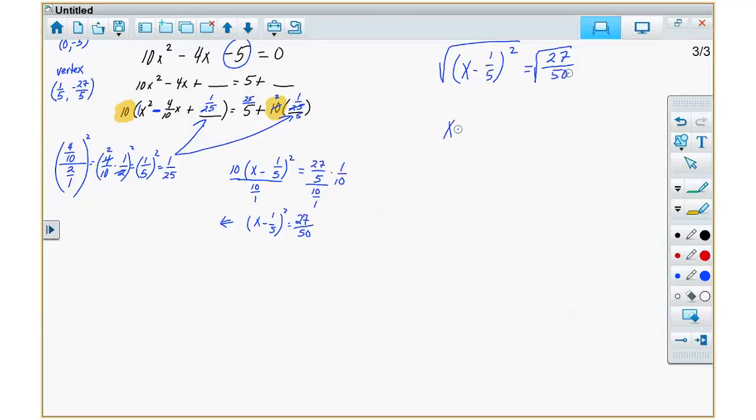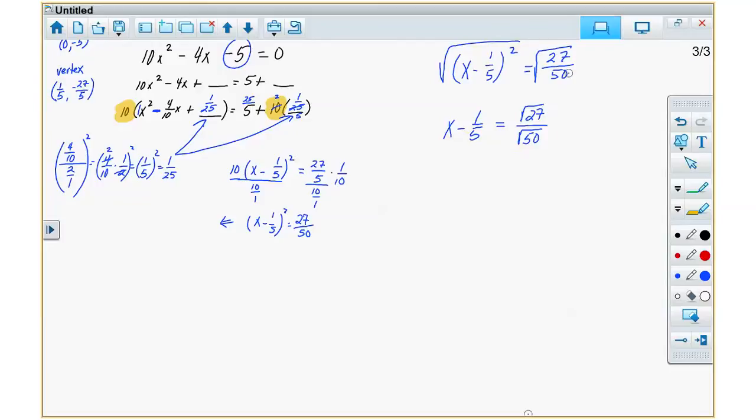X minus 1/5, sorry. Let me erase. X minus 1/5 is equal to square root of 27 over the square root of 50. And at this point, we're locked down because we have to rationalize the denominator, right?